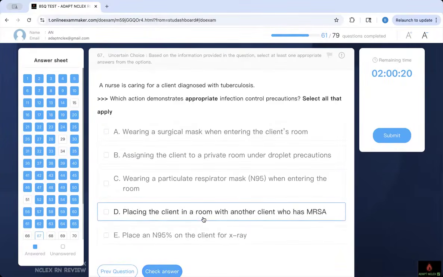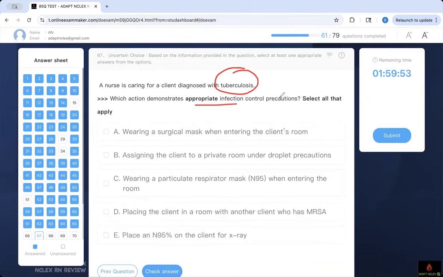And then she's caring for a client diagnosed with tuberculosis. Which action demonstrates appropriate infection control precaution? This is what I just said earlier on. They take the information and put language there to confuse you. What did I do? Demonstrate appropriate infection control precaution. It never changed the meaning of the question. So write it down. It said TB. All I'm doing is asking, what do I do for TB? That's all. Select or apply.